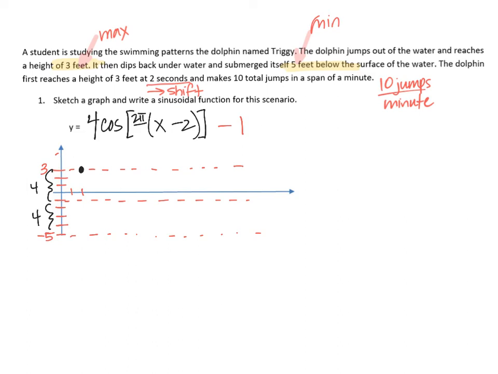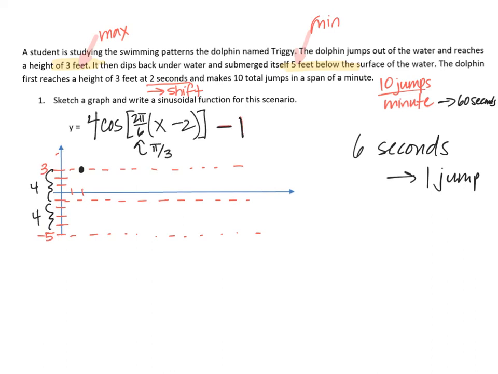Now, if I do 10 jumps in 1 minute, okay, in 1 minute there are 60 seconds. So if I can do 10 jumps in 60 seconds, that means I can do 1 jump in 6 seconds. So the period of the function will be 6 seconds. So I can do 2 pi over 6. Now, you may be noticing that this simplifies. You could very well change that to pi over 3, but again, that's kind of not a big deal right now. So then let's sketch the rest of our function.